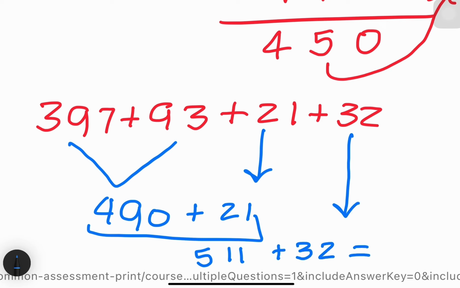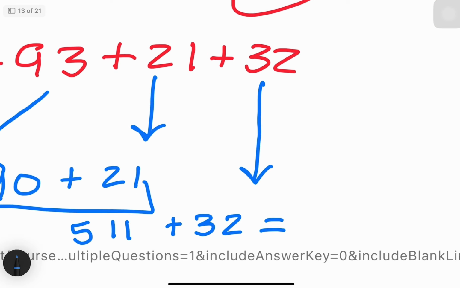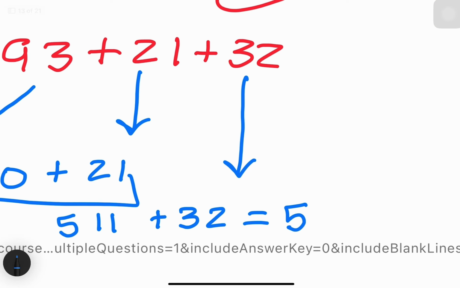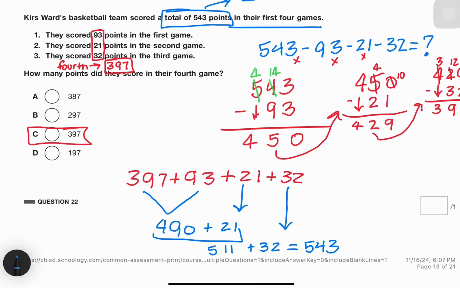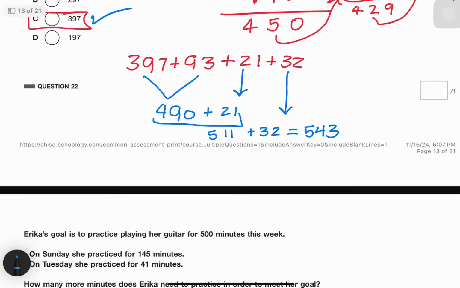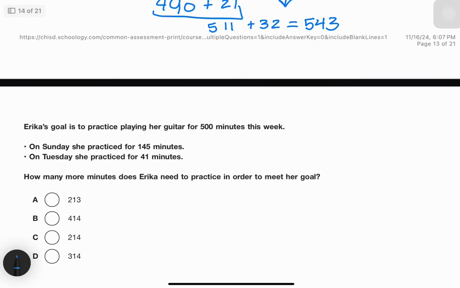Again, let me see if I get to my total. That gets me to 543. So did I get my total? Yes, I did, which means my answer most definitely will be C. All right, moving on to the next question.